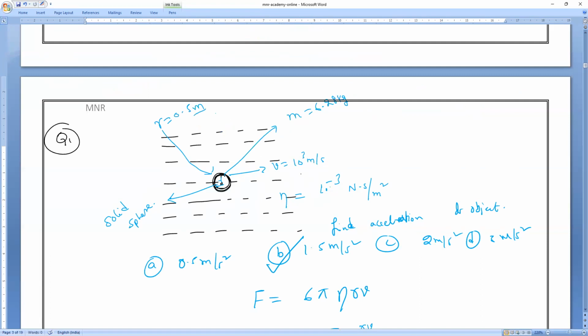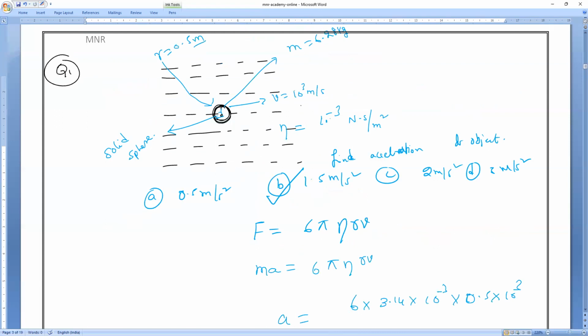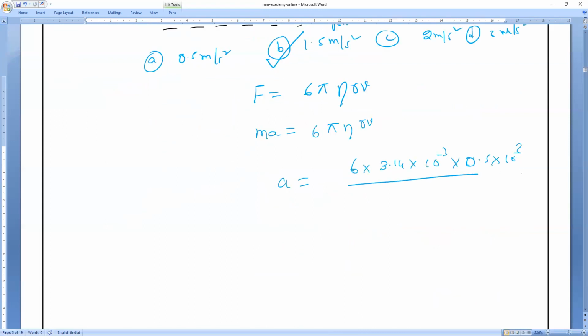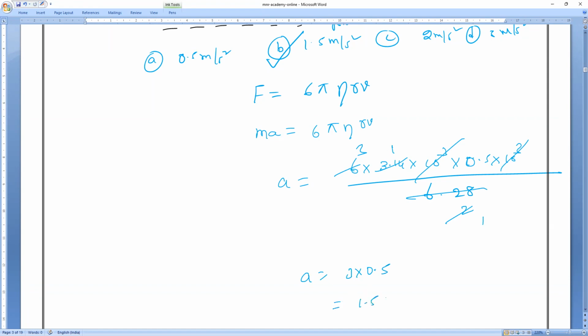Have you checked it, everybody? So velocity 10 power 3. Radius is in meters. So divided by the mass of the object. 6.28, clear? So now 3.14 into 2, 10 power minus 3 and 10 power minus 3 cancel. Which is equal to 3 into 0.5, which is equal to 1.5 meter per second square. That is what you have to remember.